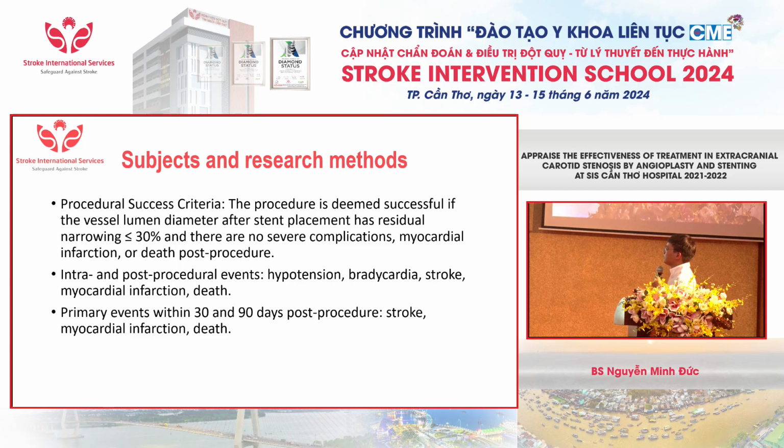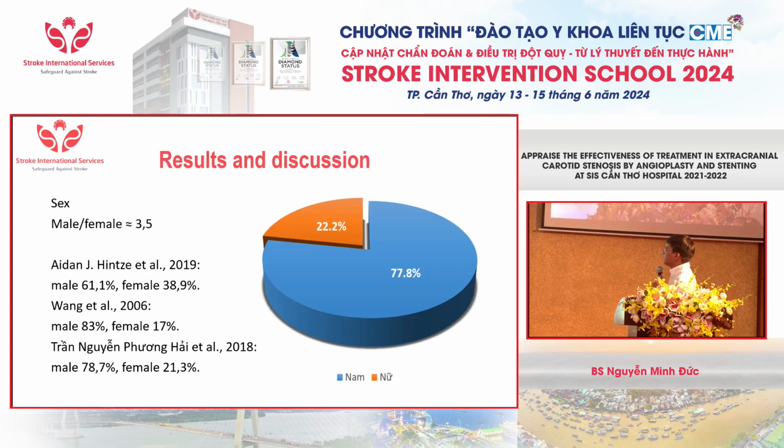So, the criteria for procedural success: the procedure is deemed successful if the vessel lumen diameter after stent placement has residual stenosis below 30%, and there are no severe complications like MI or death post-procedure. For intra- and post-procedure events, we consider hypotension, bradycardia, stroke, or death, and primary events within 1 month and 3 months post-procedure. We ask about stroke, MI, or death.